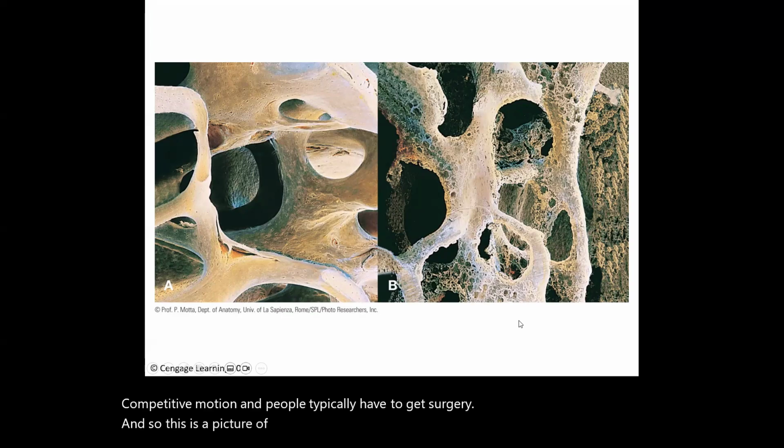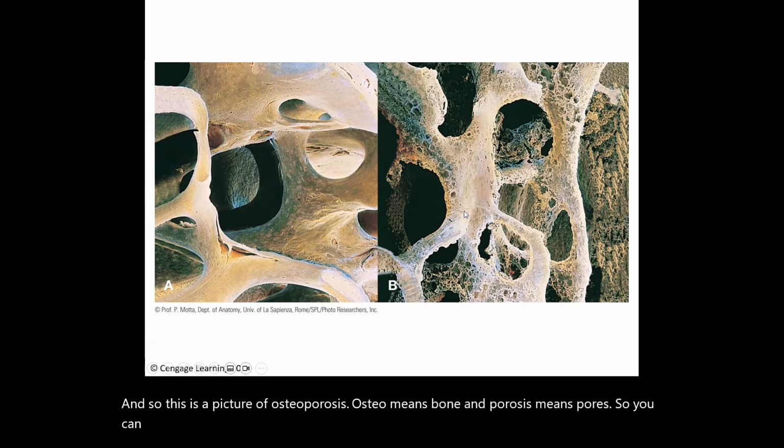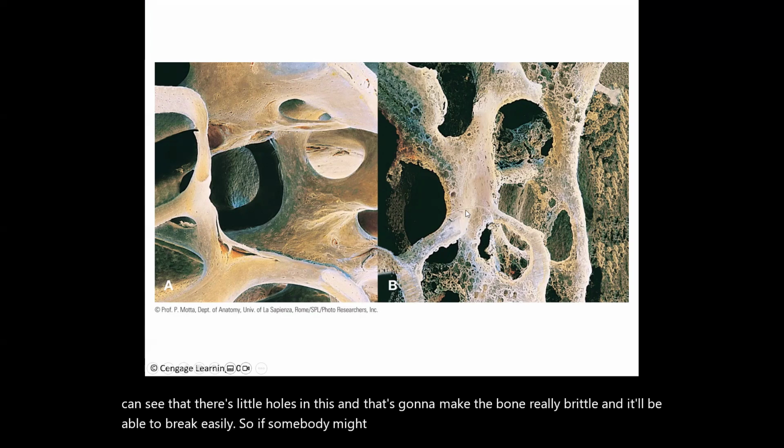And so this is a picture of osteoporosis. Osteo means bone and porosis means pores. So you can see that there's little holes in this, and that's going to make the bone really brittle, and it'll be able to break easily. So somebody who has osteoporosis might break their hip or something.